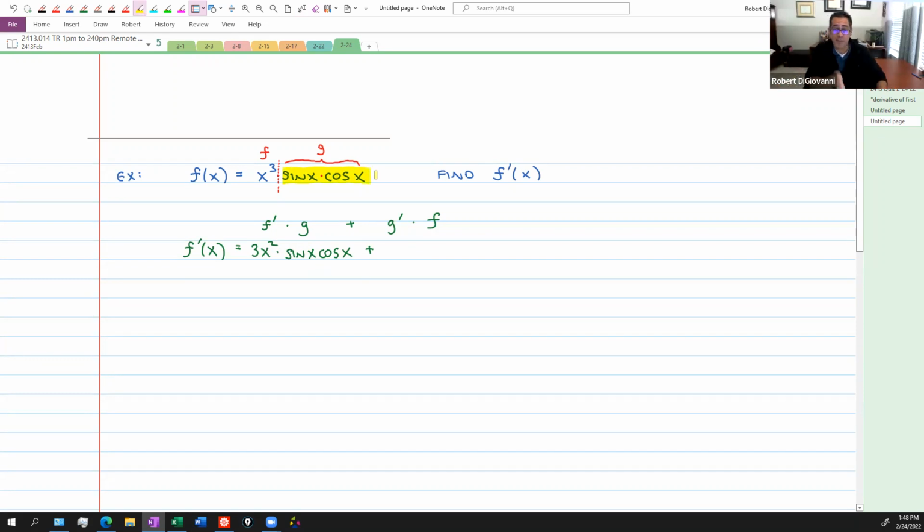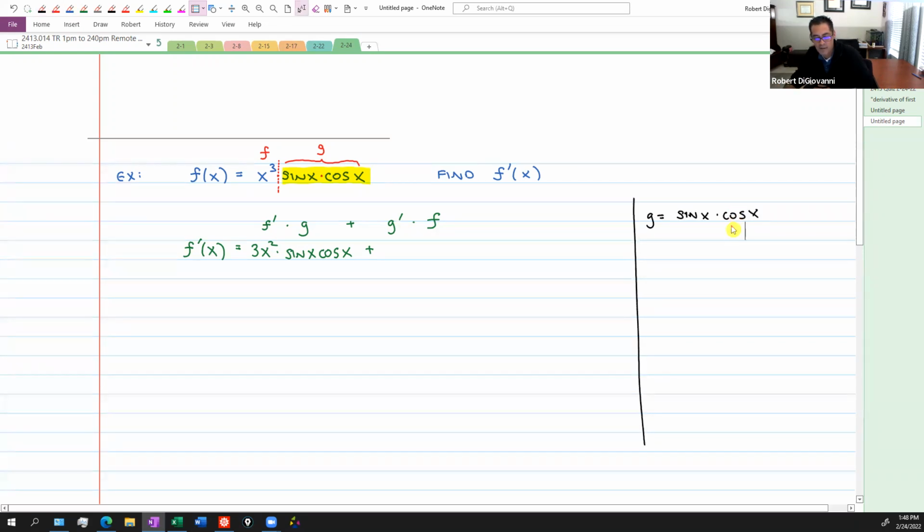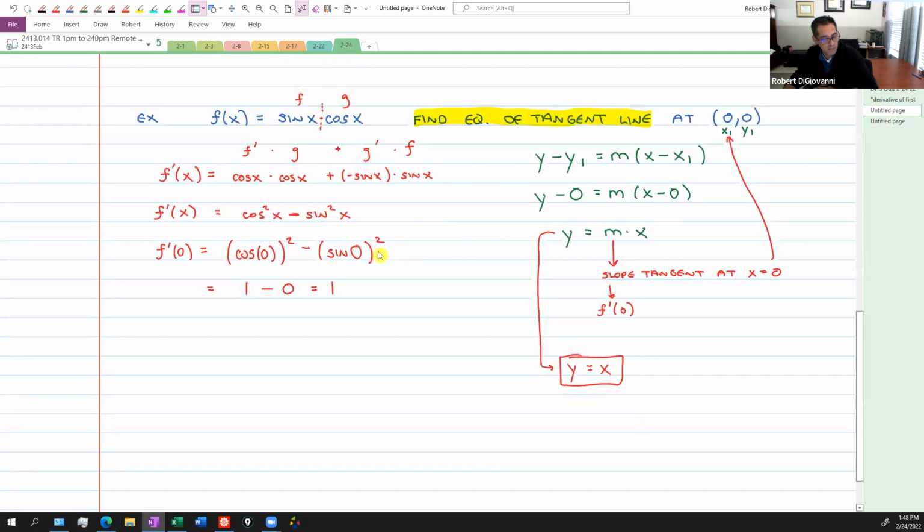But guess what? That's a product, which means I would need to go to the side over here and figure out, if I'm saying g is sine x times cosine x, and I'm trying to find the derivative of that, then I'd have to apply a product rule here, wouldn't I? Now, we did that just now, right? Didn't we just do this problem? So I'm not going to repeat this work.